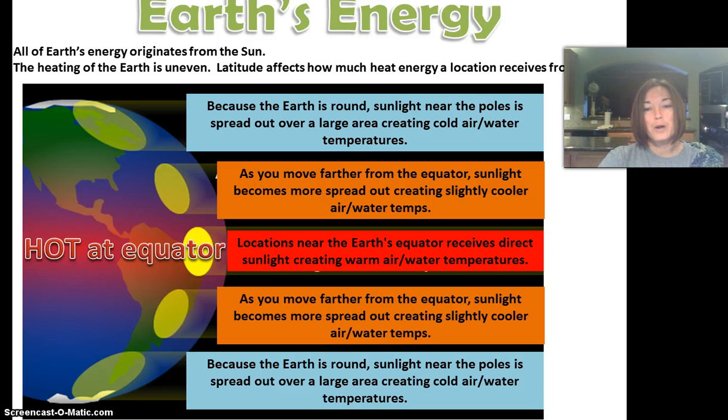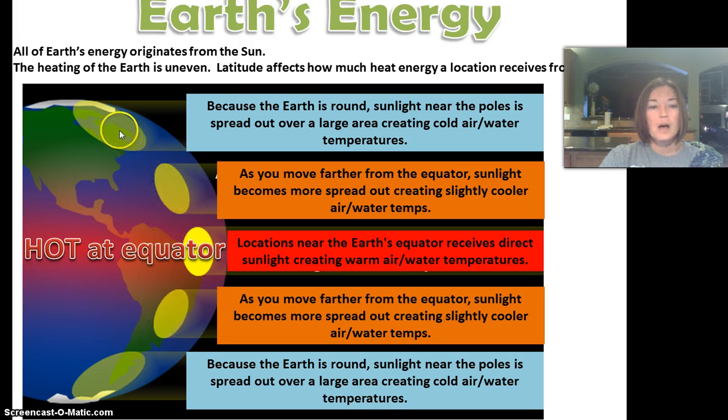Now, as you move farther from the equator north or south, the sunlight is going to become more spread out because of the curve of the Earth's surface. And this is going to create slightly cooler temperatures, slightly cooler water and slightly cooler air.